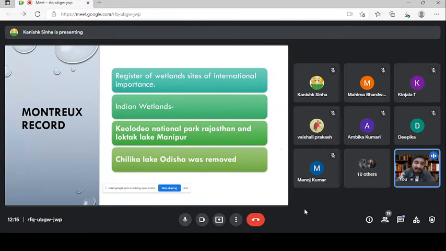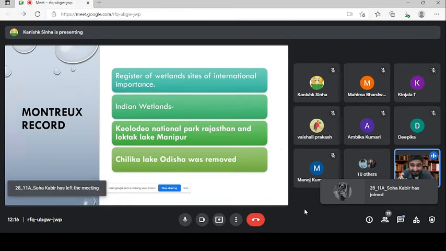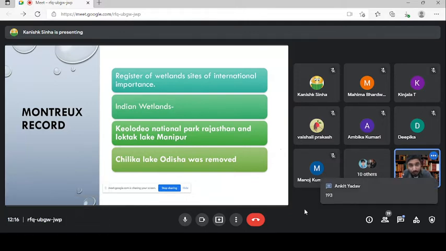Every country, or even the United Nations, has a list of every state that is registered in it. We have the Montreux Record. The Montreux Record is a kind of register which has the wetland sites of international importance, guys. Mark my word. In the Montreux Record, you do not have all the wetland sites that are present in the world, but only those wetland sites which are of international importance.